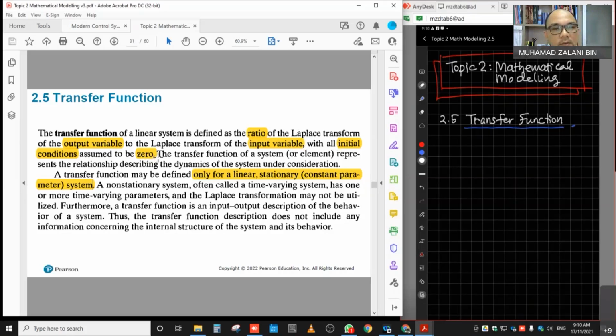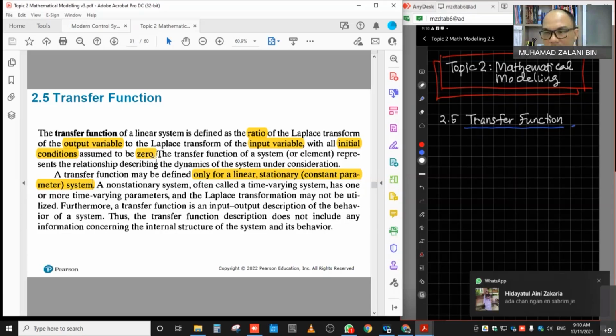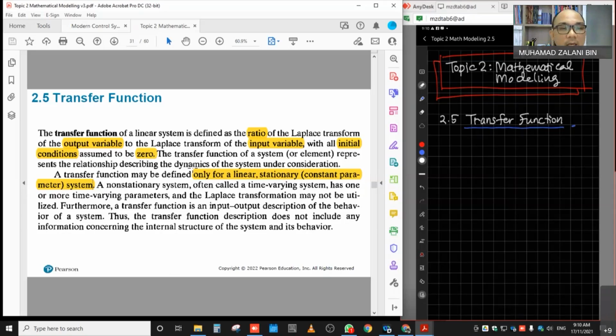Okay, so those are the two things that determine what the transfer function actually is. It is defined as the ratio of the Laplace transform of the output variable to the Laplace transform of the input variable, with initial conditions assumed to be 0. Right?